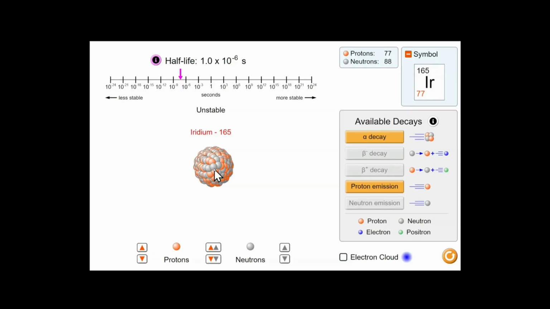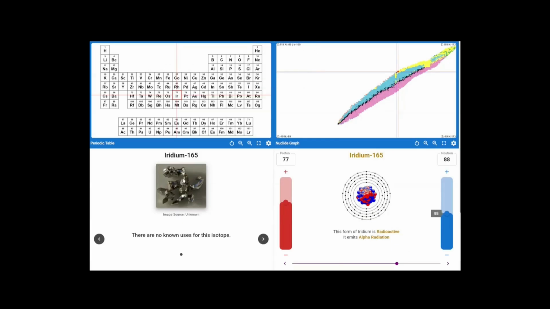So iridium-165 is defined as having 165 nucleons in it, which means it has 77 protons. All iridium has 77 protons, and it has 88 neutrons. So we're seeing this trend where there are more neutrons as they get heavier and heavier. There are more neutrons than protons. Okay, let's have a look to see where that would be in our interactive chart.